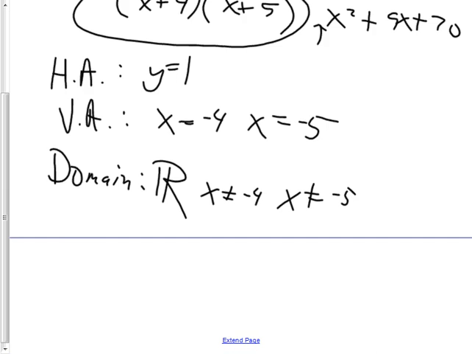Could I have done that with a number line? Sure. Here's -5, and that'll be -4. It doesn't work here, doesn't work here. It works everywhere else.